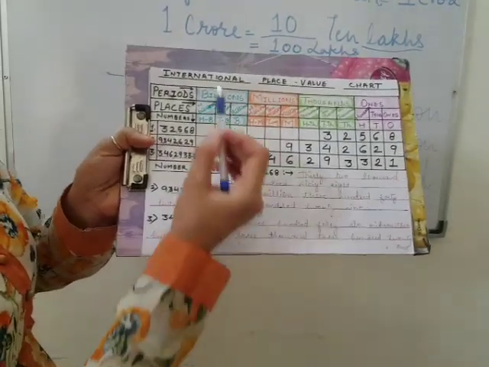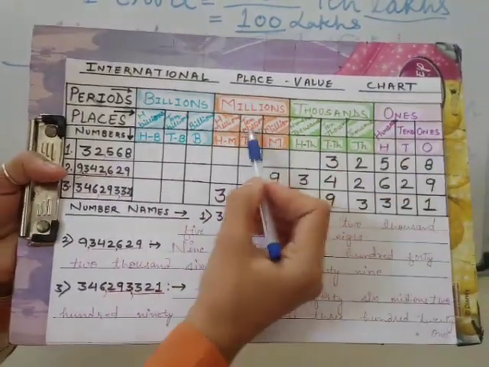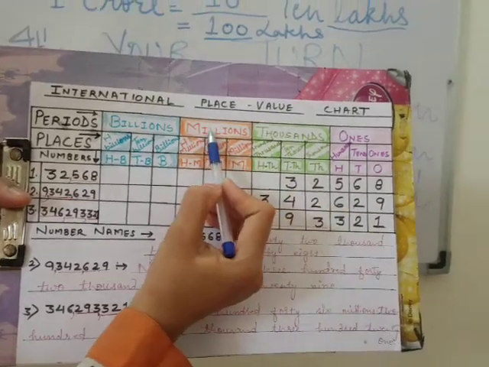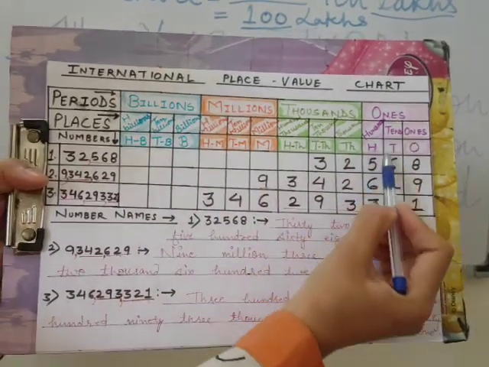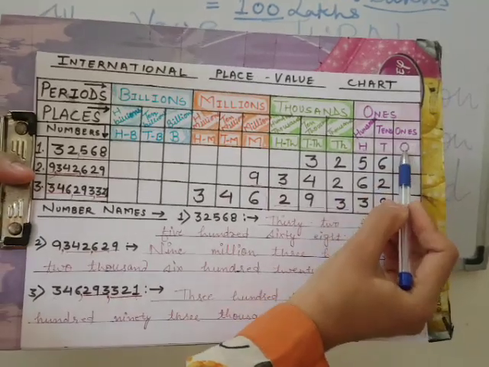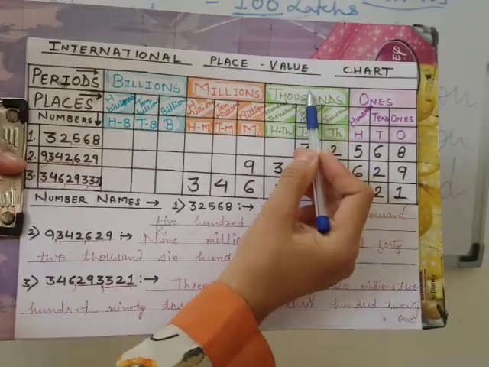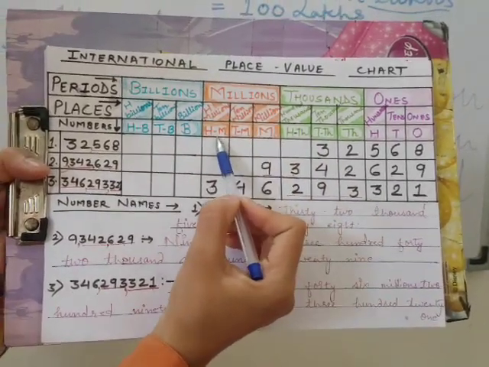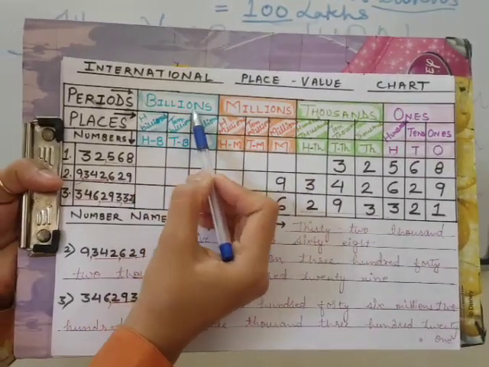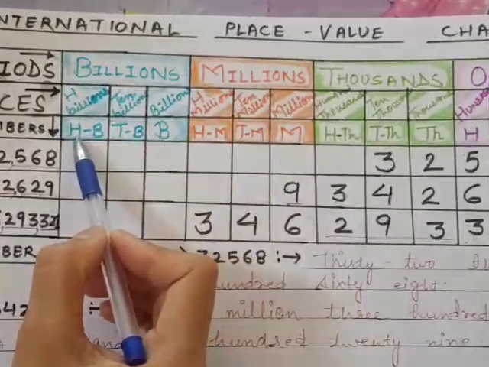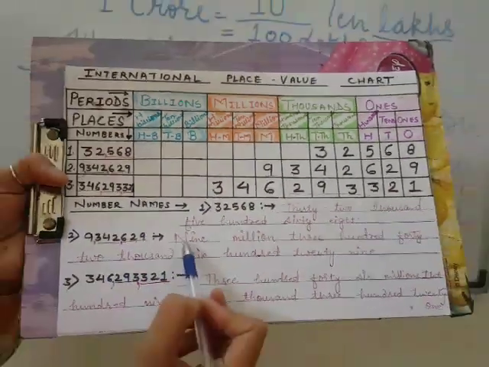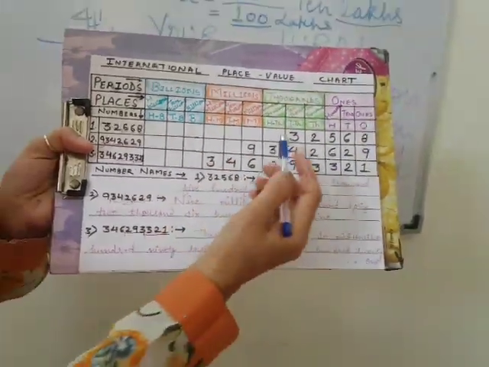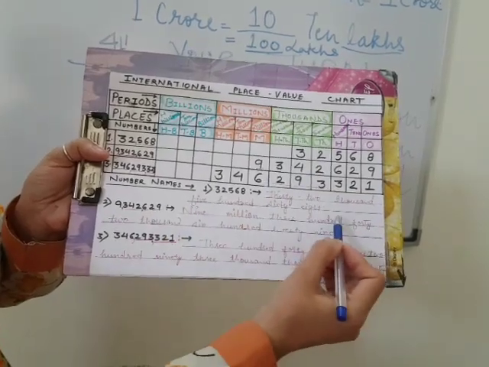Second is the international place value system. In this we have 4 periods: ones, thousand, million and billion, and each period has 3 places. For the ones period we have 3 places, for the thousand period again 3 places, for millions it is million, 10 million and 100 million, and for billions it is billion, 10 billion, 100 billion. Whenever we write the number name, first we place the digits in each place, and according to the places we can write the number name.